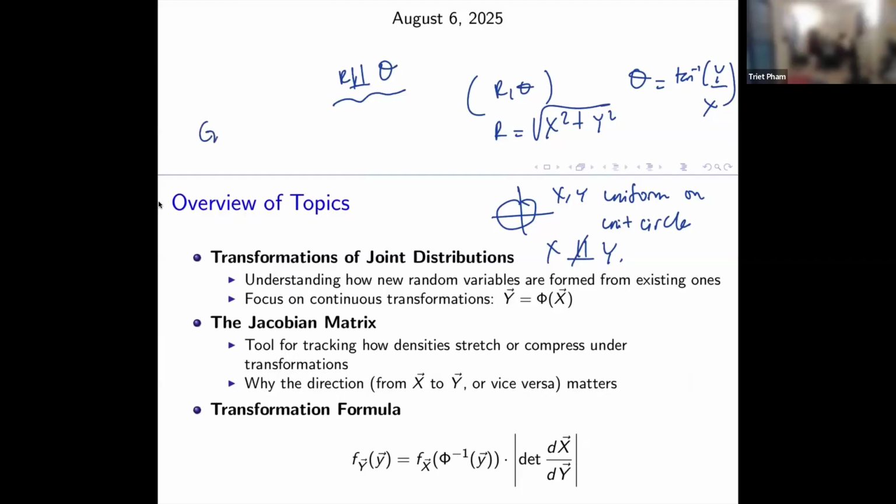So here's a guess. That theta will be uniform from 0 to 2 pi, which is kind of clear, right? The angle is uniform from 0 to 2 pi. However, r being uniform from 0 to 1 is not correct, I think.